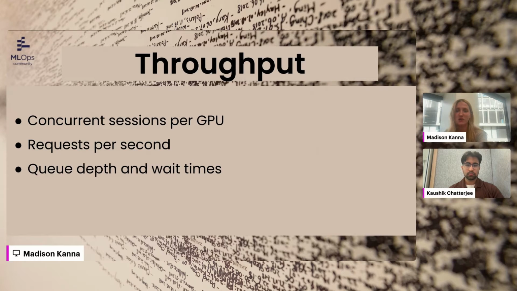We also have requests per second. This can measure how many individual API calls or processing requests your system handles per second. And then we also have queue depth and wait times. So this is measuring how many requests are waiting to be processed, while wait times measure how long they wait.